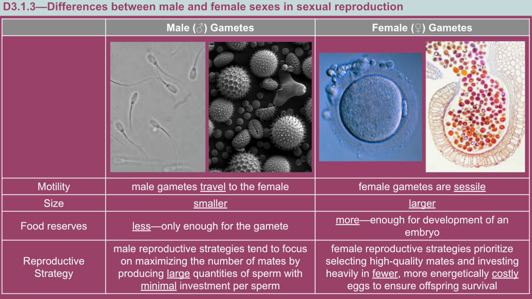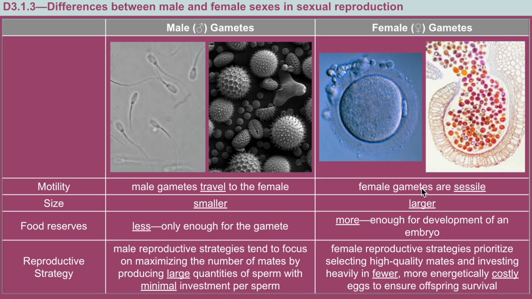Let's look at the difference between male and female gametes. Male gametes travel to the female. They're smaller. They have less food reserves, only enough for the gamete. The reproductive strategy is to create large quantities of sperm with minimal investment in each sperm. In contrast, we have a major distinguish question we could have here.